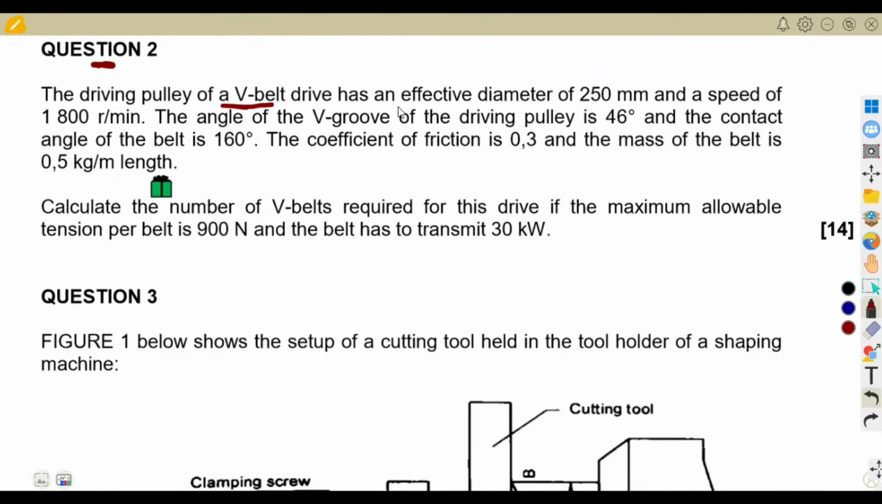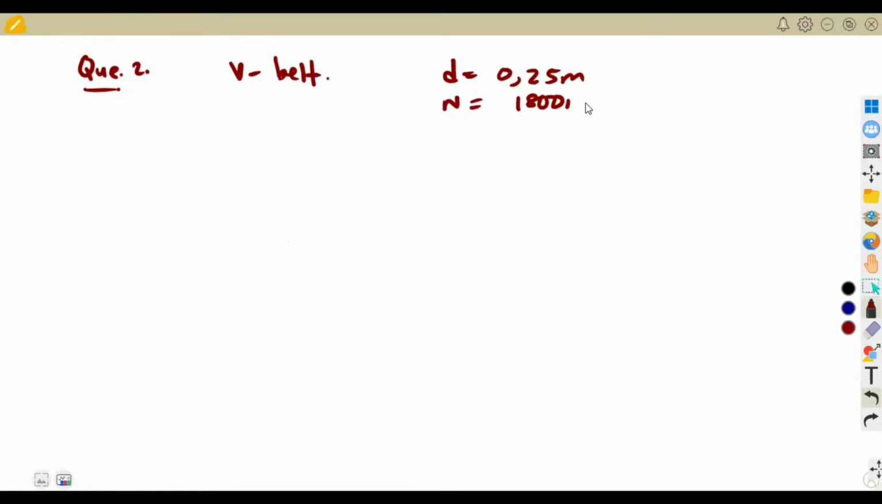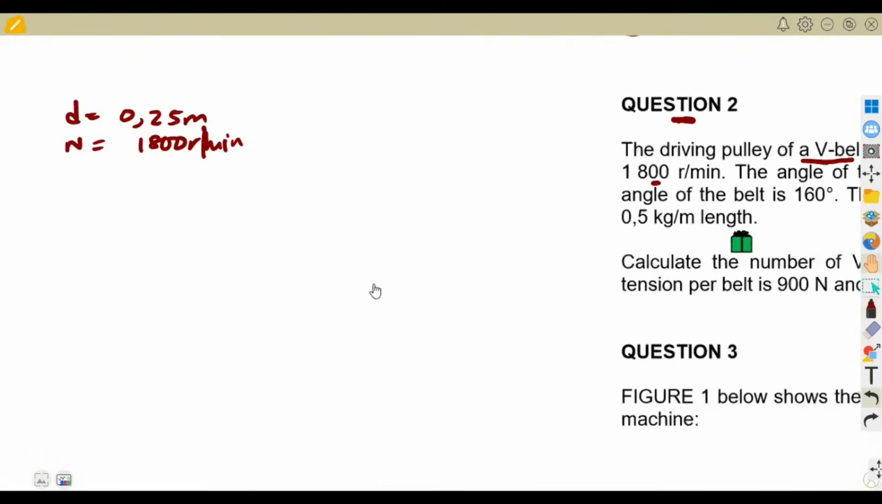We are given that it's a V belt and it has an effective diameter of 250 millimeters and a speed of 1,800 revolutions per minute. All right, let us check our information here. That's question 2. So the first thing given is a V belt, and we are given the effective diameter of 250 millimeters, in meters, divided by 1,000, that's 0.25, and also the speed of 1,800 revolutions per minute. That is what we have in this case.